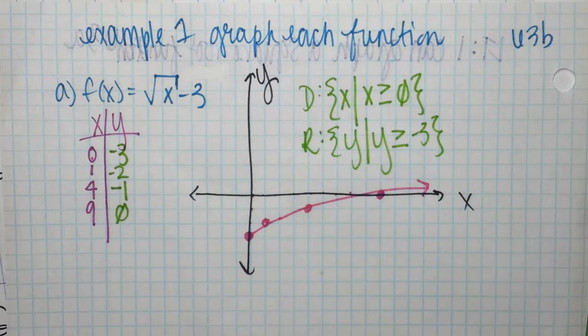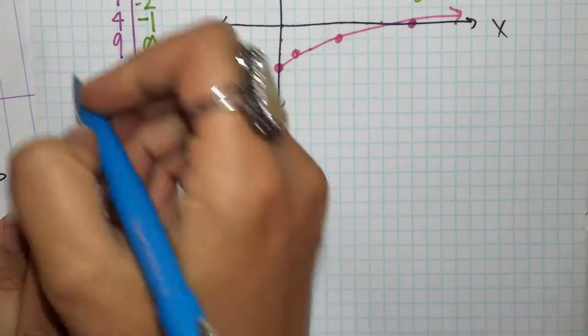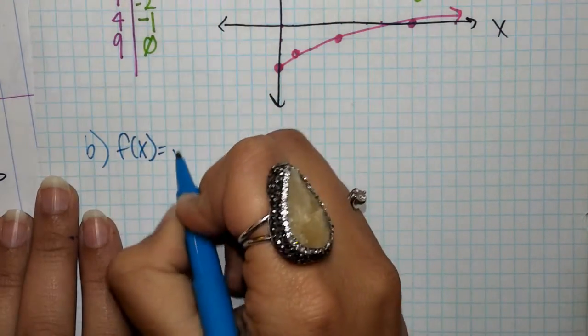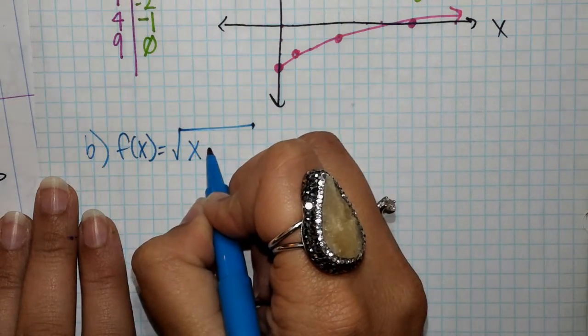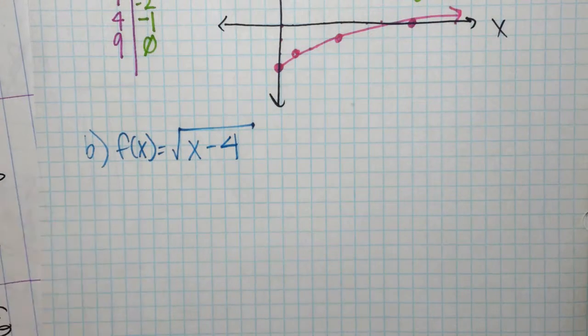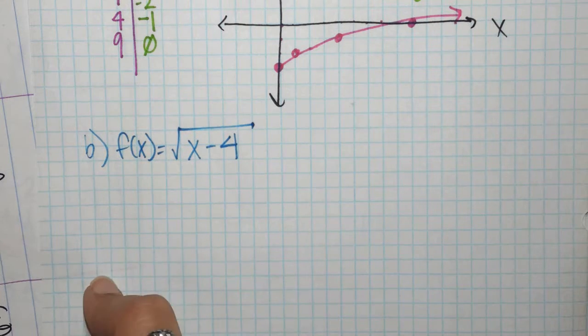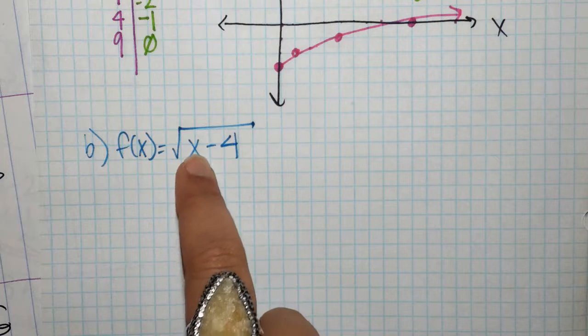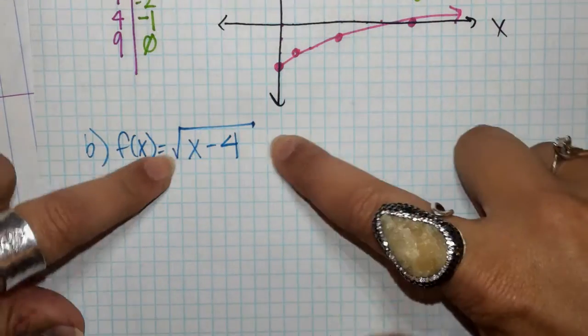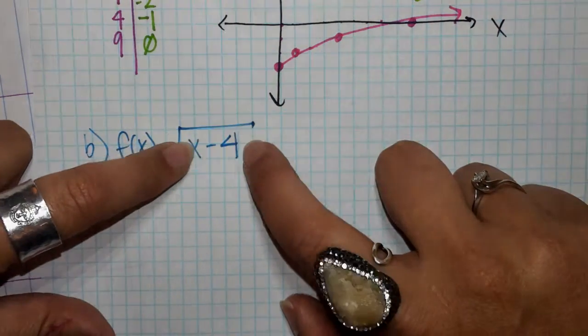Alright, let's do that. Let's go crazy. Alright, I want to do the square root of x minus 4. Now, you can do this two ways. You can plug in values. Now, you won't plug in perfect squares this time because you have to get 0 under here. You have to get 1 under here. So you're going to manipulate your number so that you get perfect squares under the radical.